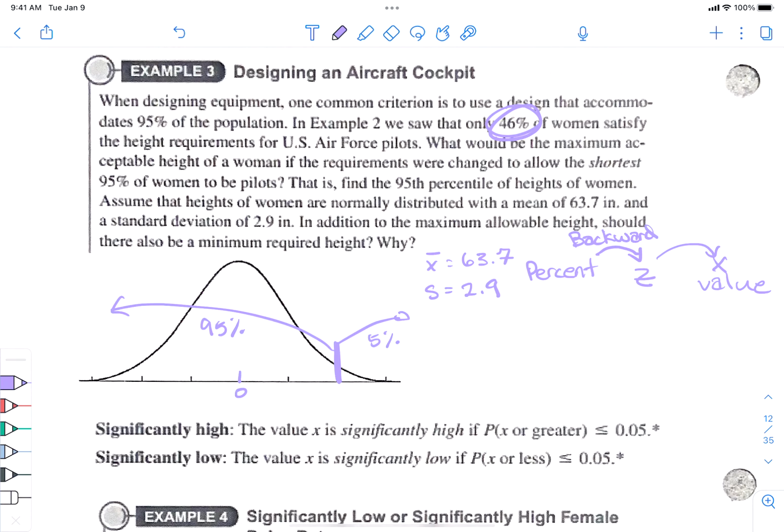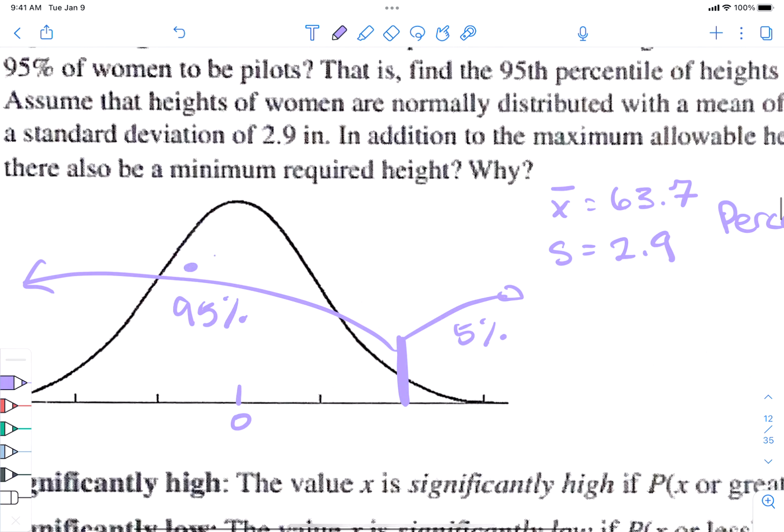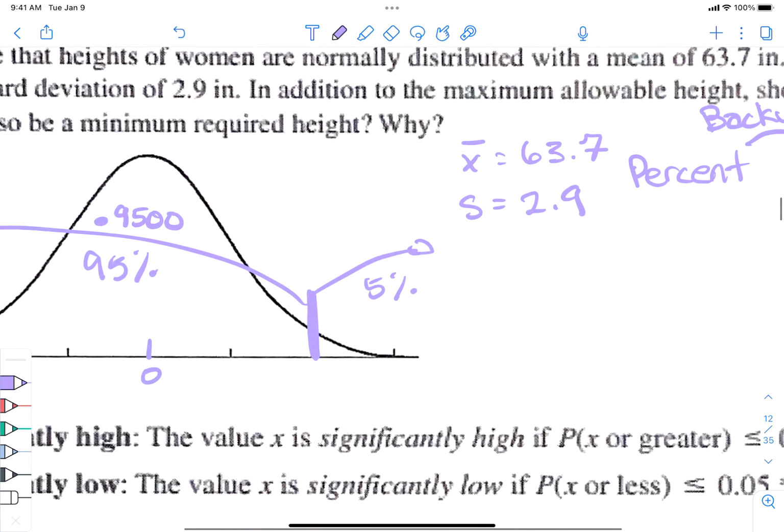At 4 decimal places, you're looking at 0.9500, right? We know that. And this is the star. If you look up on the positive chart, there's a star there because it's exactly in between. Okay? 1.65.